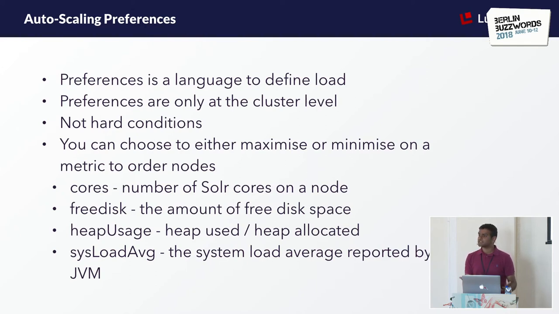So preferences, since they define load, are essentially only at a cluster level. The policies could be at a cluster level or at a per collection level, but preferences always apply to the cluster level. These aren't hard conditions. So a policy was a hard condition where you said, make sure that they're never violating a rule where availability zones can have all my replicas, right? But preferences is not a hard rule.